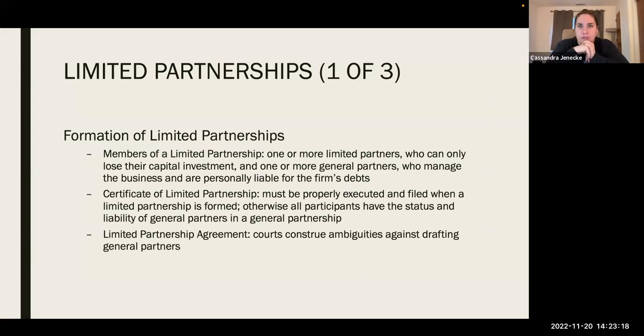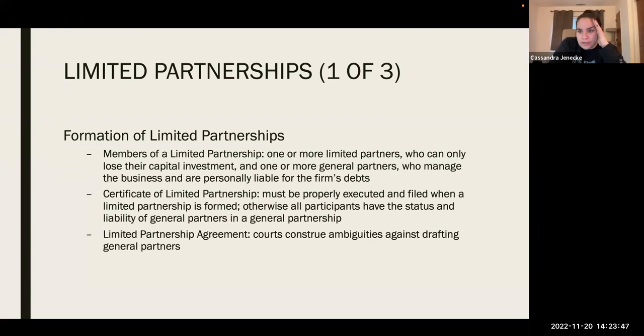So limited partnerships are the limited liability version of the general partnership that we just talked about. So members of a limited partnership, you're going to have one or more limited partners who can only lose up to their capital investment in the partnership. And then you're going to have one or more general partners who will manage the business and who, because they're general partners, are personally liable for the firm's debts.